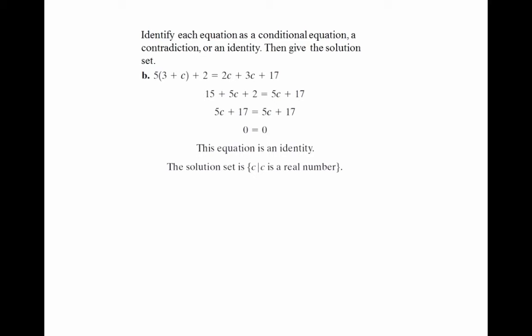Another example. Identify each equation as a conditional equation, contradiction, or identity. We distribute the 5, combine like terms. At the end, we get 0 is equal to 0, so that would be an example of identity. Now you can write the solution set as, you use these brackets, x such that x is all real numbers. It's a fancy way to write the solution.